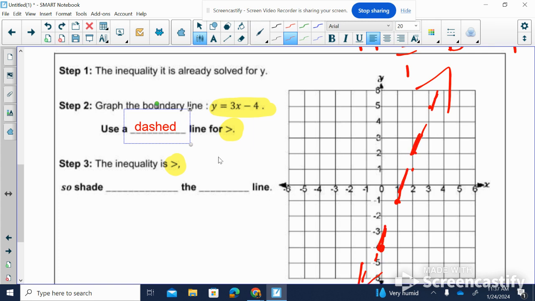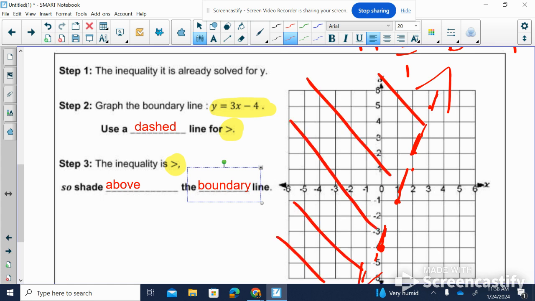Okay. Now for the shading, step 3. Since it is greater than, I'm going to shade above the boundary line. So again, if you're not sure where above is, put your pencil onto the line and move it to the top of your page. Whichever direction that was is where you're going to shade. So I'm going to shade up this way.